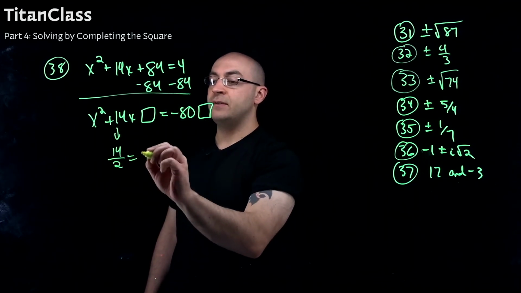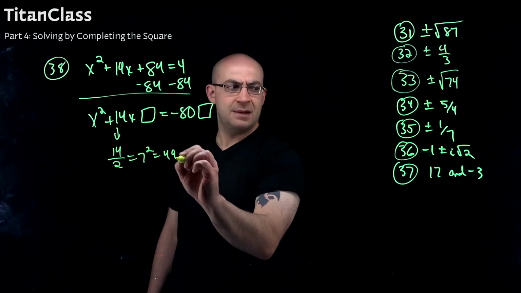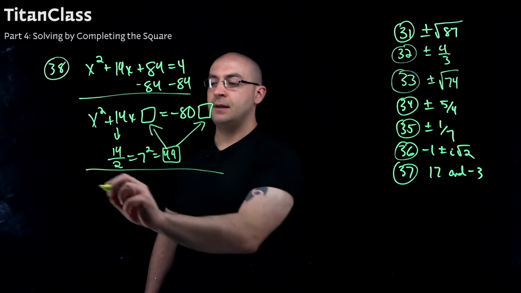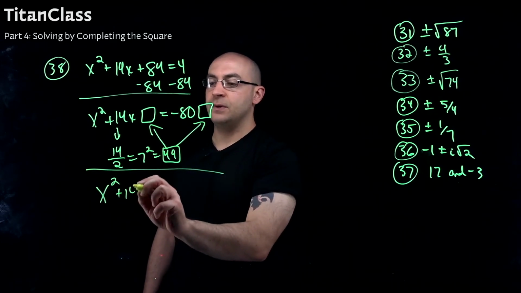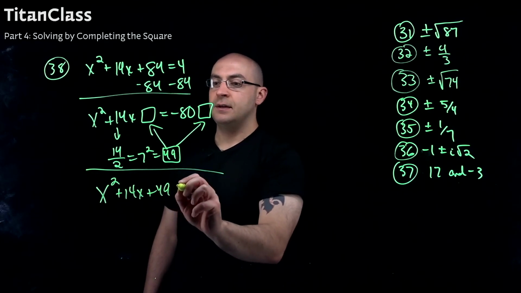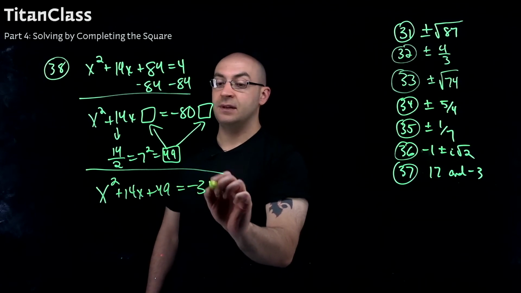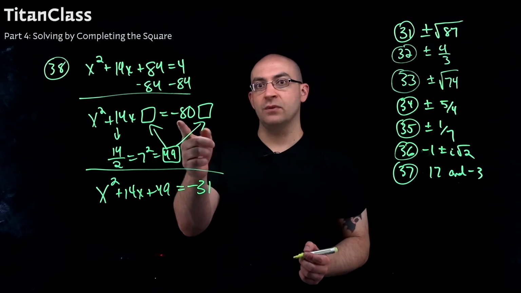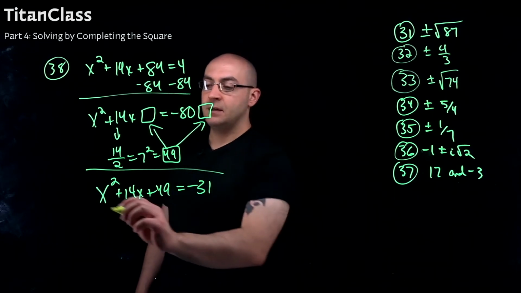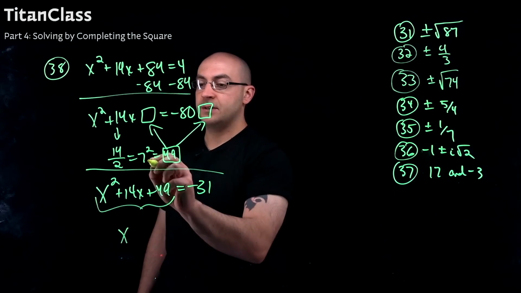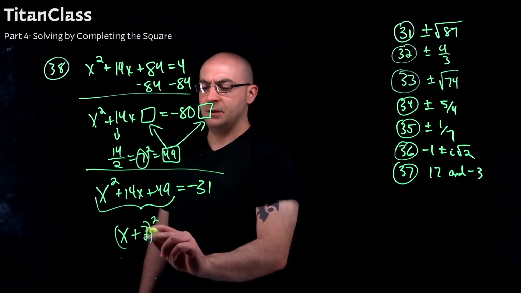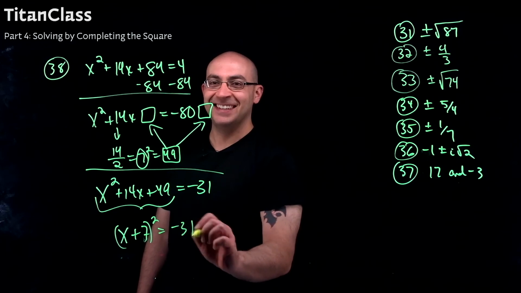14 divided by 2 is 7. Squared is 49. That was like the last problem. That's the number that completes the square. X squared plus 14x plus 49 is going to equal, it's still a negative, and it's negative 31, right? Because that number that was the square isn't big enough to overcome this negative that's there. Factor, this is x plus 7 squared. That's a 7. Ew. Equals negative 31.